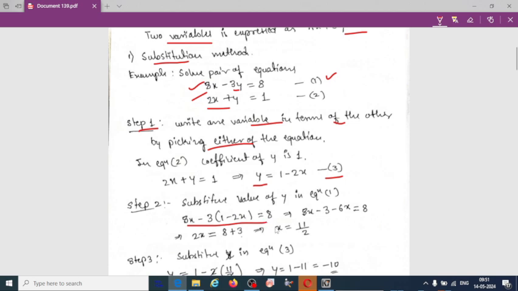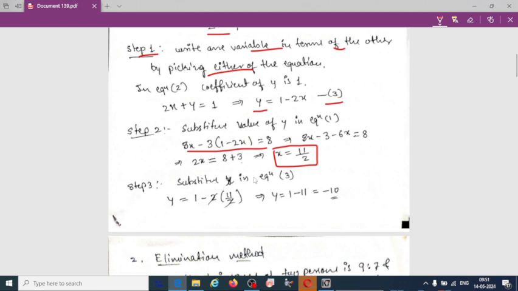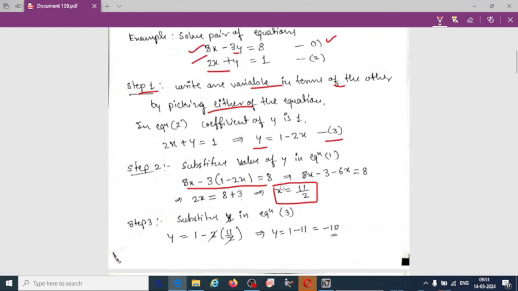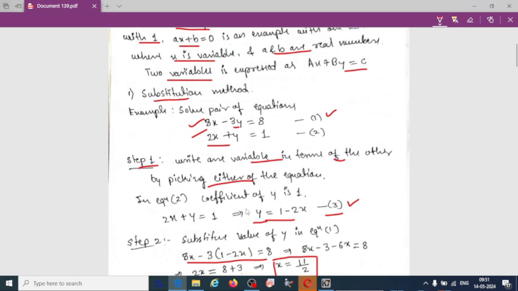Once you evaluate the x value, you will get 11 by 12. So you got the x value. If you want to find y, substitute in equation 3: y equal to 1 minus 2 into 11 by 2. So y is equal to 1 minus 11, that is minus 10. This is how you can find the variables with the help of the substitution method.